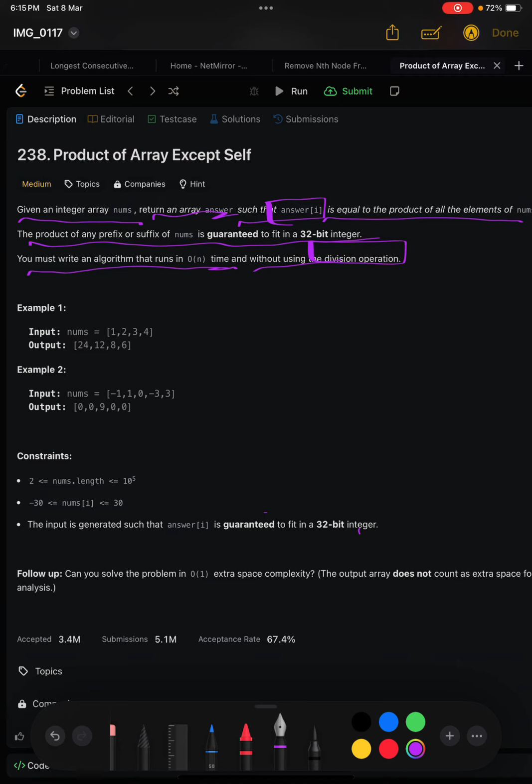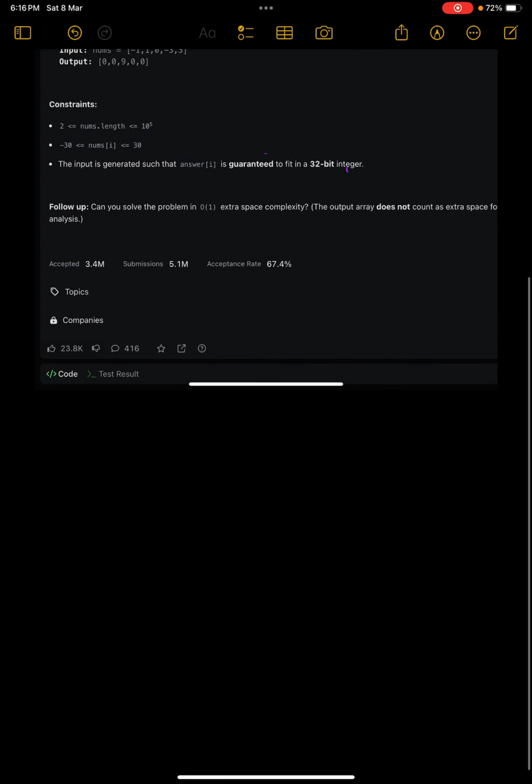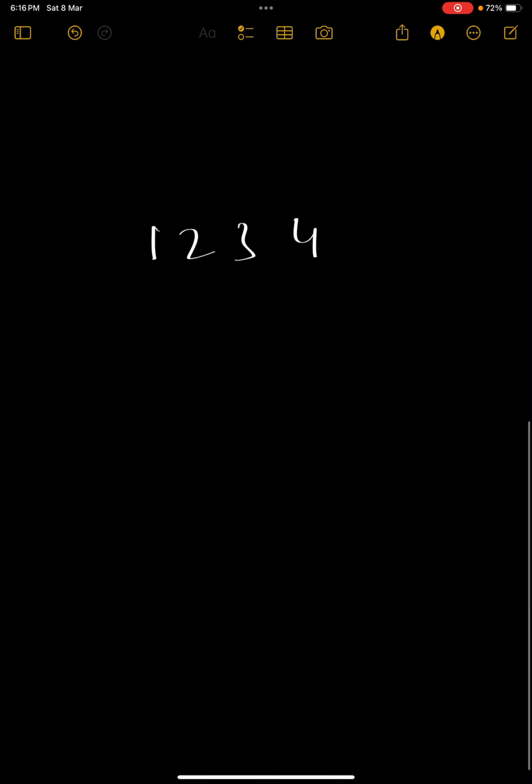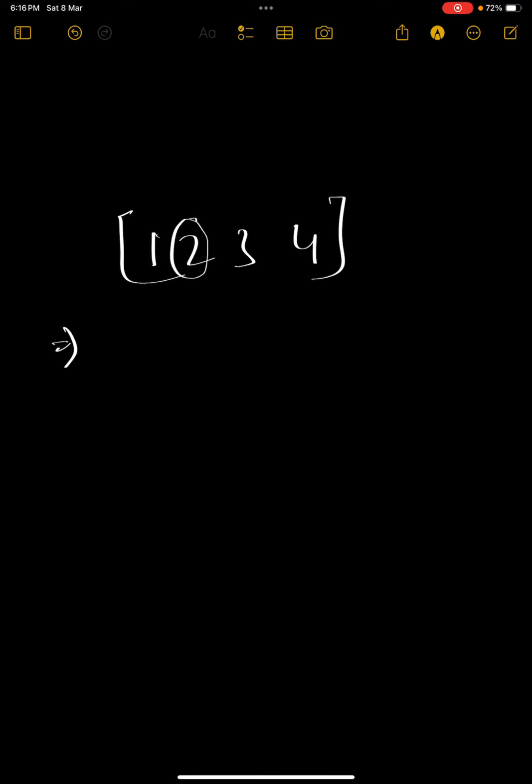So I will explain the question using a test case. Let's see what the question is saying. Take 1 2 3 4. The question is saying you have to return an array in which, if you are at 2, the product of elements except itself means the product of all elements except this 2. All the elements except 2 are 3, 4 and 1. So what is the product? 3 into 4 is 12, 12 into 1 is 12. So for 2, the answer will be 12.